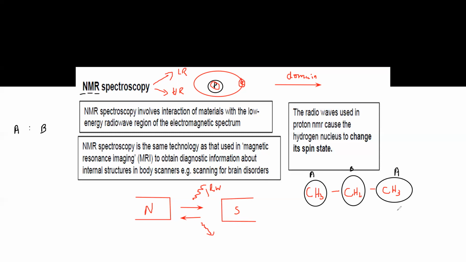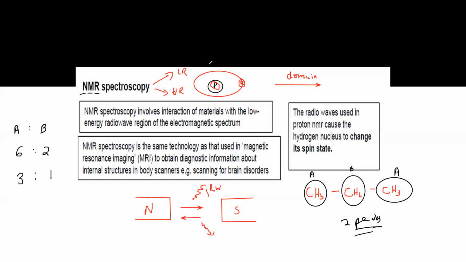So how many peaks will we get? We will get two peaks. The number of peaks shows how many hydrogen environments there are. And the relative intensity: 3 and 3, 6. There are 6 hydrogen in environment A and there are 2 hydrogen in environment B. So what is the simplest ratio? The simplest ratio will be 3:1.